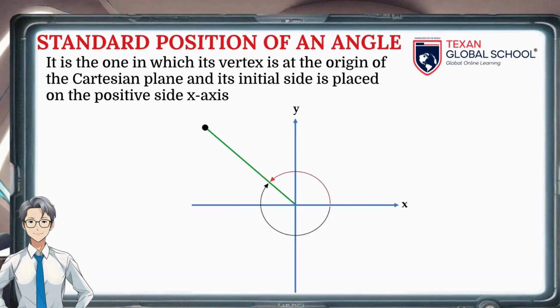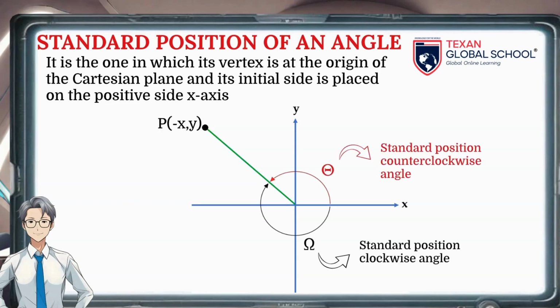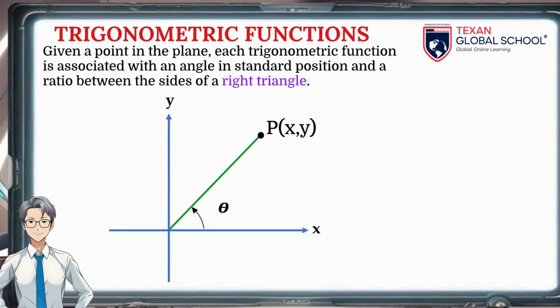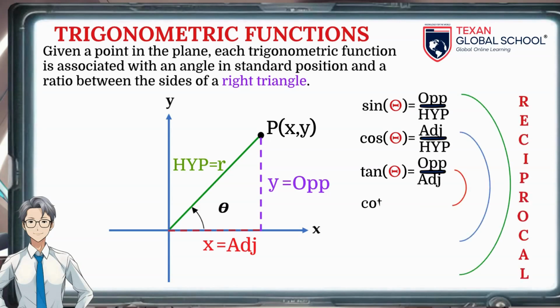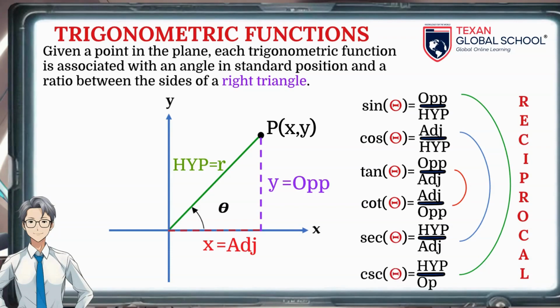A related concept is the angle in standard position, which is the one in which its vertex is at the origin of the Cartesian plane, and its initial side coincides with the positive side of the abscissa axis or x-axis. From this angle in the plane, a point with coordinates x, y is generated. And from this point, a right triangle is formed, from which we can calculate the trigonometric functions and their ratios. There are 6 trigonometric functions, which are sine, cosine, tangent, cotangent, secant, and cosecant.